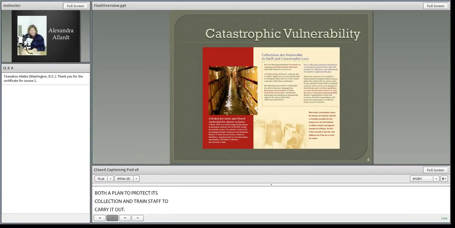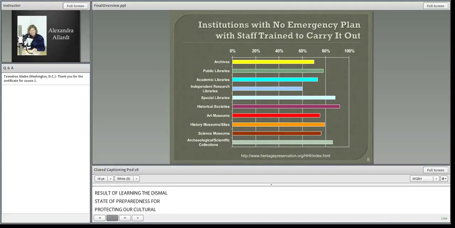What they documented was that 80% of collecting institutions do not have an emergency plan that includes staff trained to carry out a response that includes collections. We're connecting to collections here.